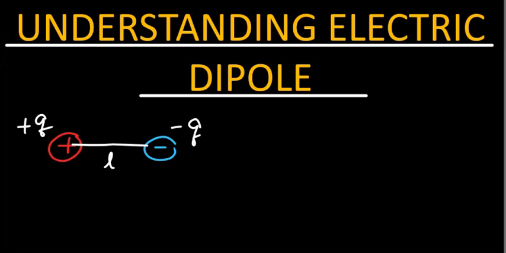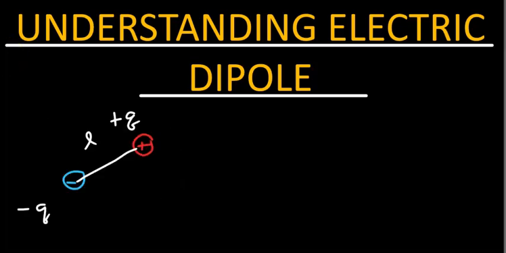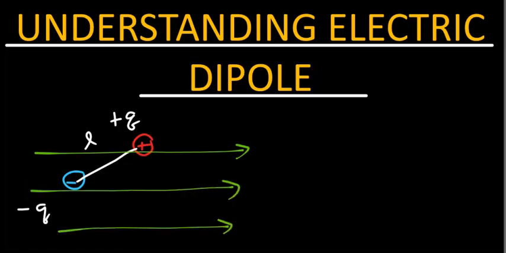What we are interested in this video is how this electric dipole reacts to an electric field. And in doing so, we will define two important parameters. One is the torque, and the other one is the potential energy for such a system. Let's assume the dipole that we have just introduced is sitting in a region where you have electric field going in that direction, like that.